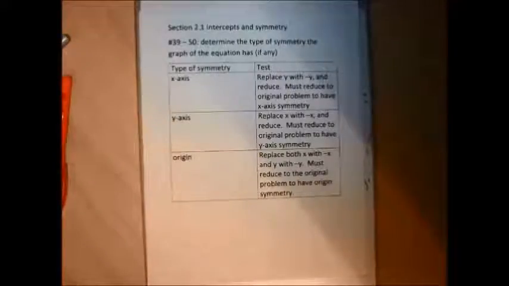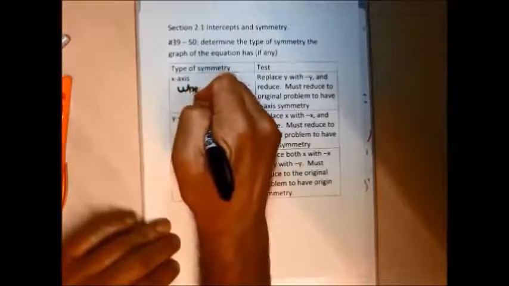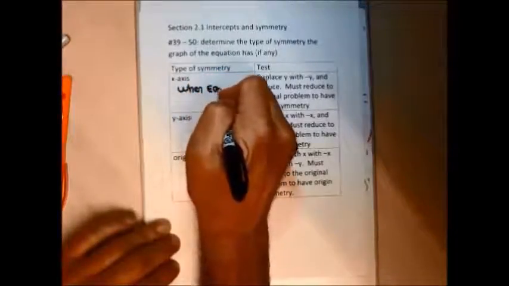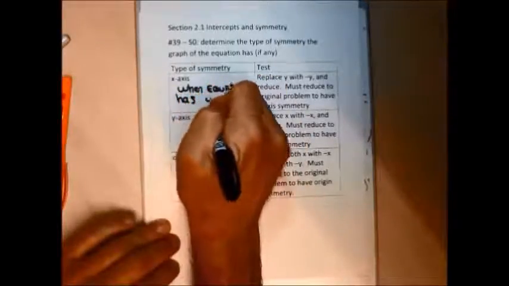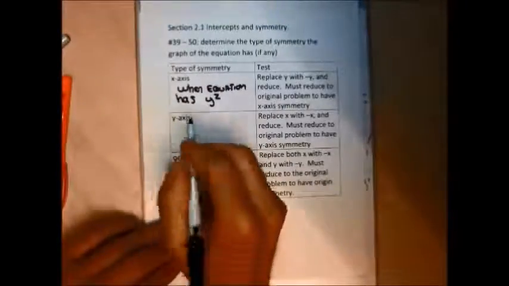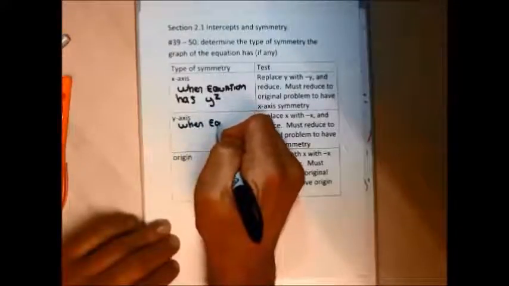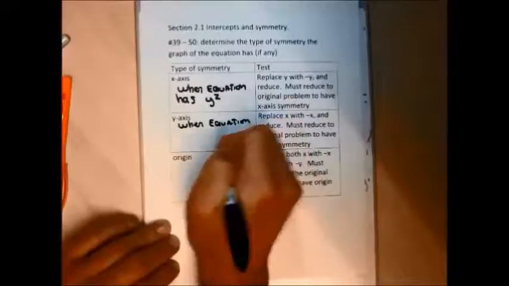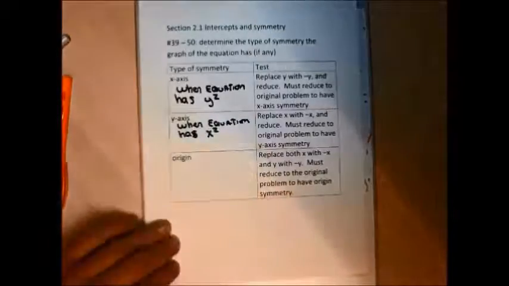Usually, a graph has x-axis symmetry when the equation has a y squared and no other y term. Usually, a graph has y-axis symmetry when the equation has an x squared and no other x terms, no x to the first power terms.